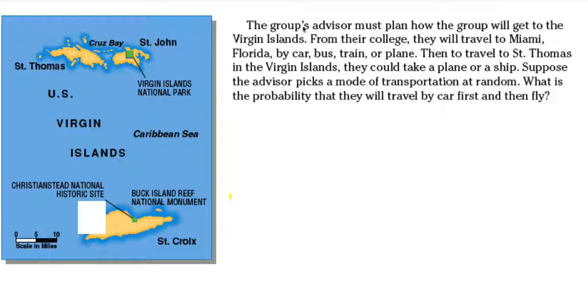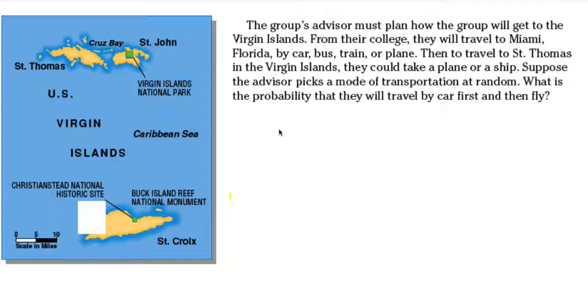Okay, so the group's advisor must plan how the group will get to the Virgin Islands. From their college, they will travel to Miami, Florida by car, bus, train, or plane. Then they travel to St. Thomas of the Virgin Islands. They would take a plane or a ship. Suppose the advisor picks a mode of transportation at random. What is the probability that they will travel by car first and then fly?